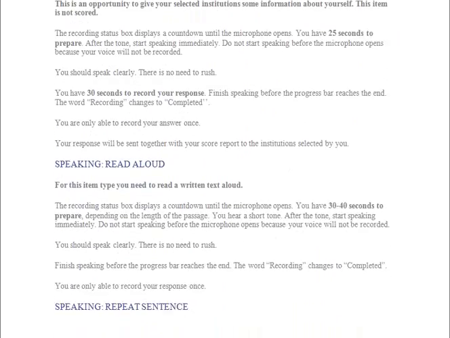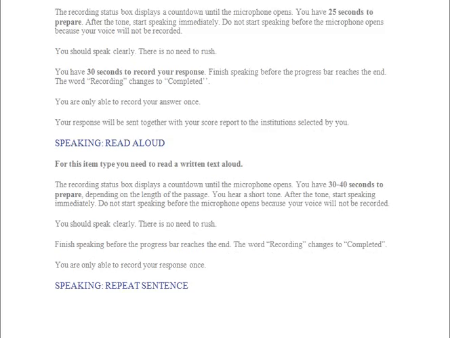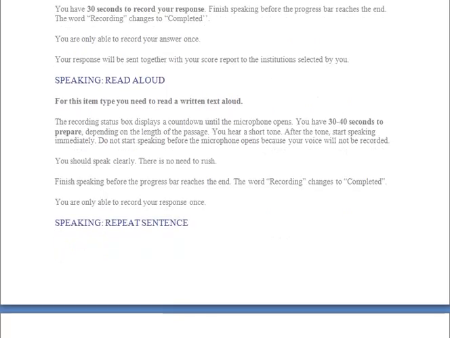Coming to the other question types in the speaking module, the first question type is read aloud. For this item type, you need to read a written text aloud. The recording status box displays a countdown until the microphone opens. Again, you have to read the notice. You have 30 to 40 seconds to prepare, depending on the length of the passage. You hear a short tone. After the tone, start speaking immediately. Do not start speaking before the microphone opens, because your voice will not be recorded.